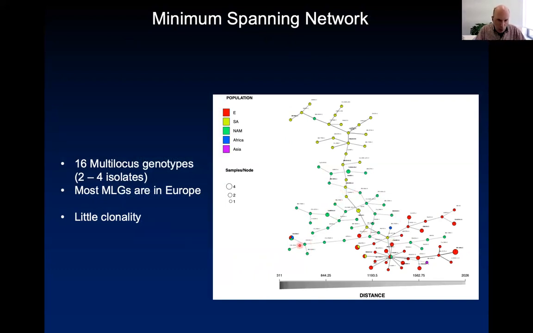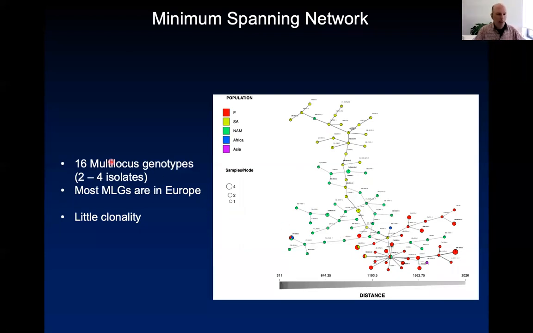And in this, it's important to note that the circles represent the isolates. The larger circles represent more than one isolate that are genetically identical. Those are called multi-locus genotypes. And what's important here is that, first of all, we do find the three main clusters of South America, Europe, and North America.